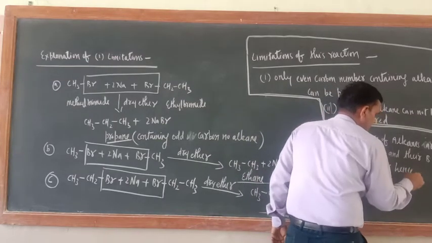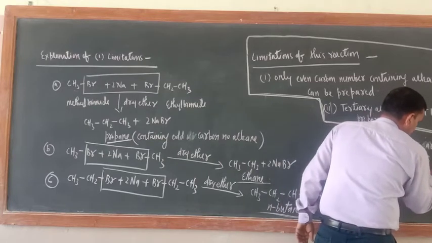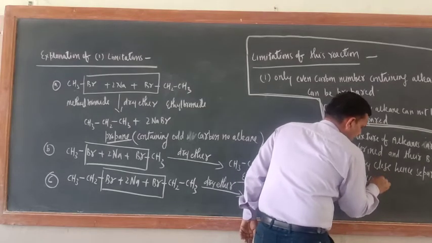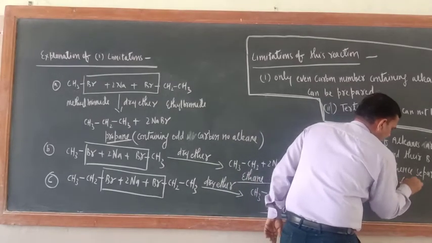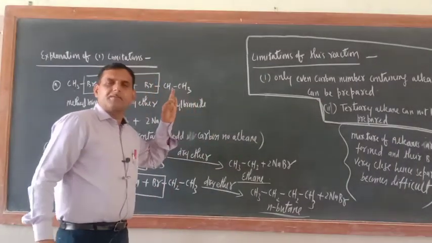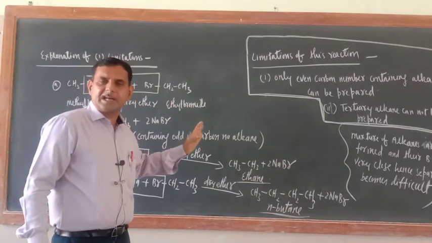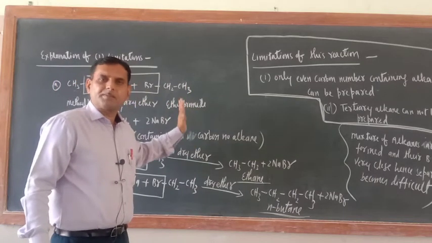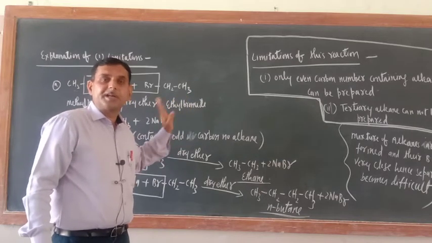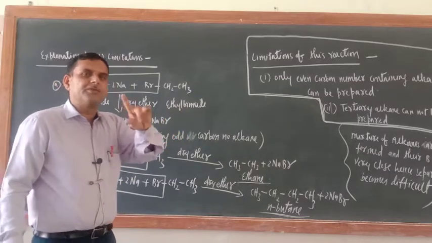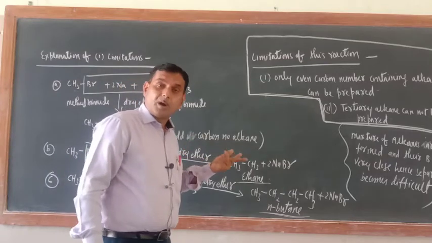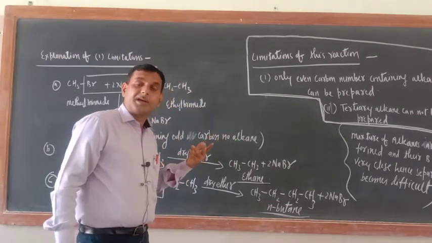Hence separation becomes difficult. Okay, that is why this method is used only for the preparation of symmetrical alkanes. Unsymmetrical alkanes or odd carbon number containing alkanes cannot be prepared, because you cannot get an individual alkane. So now the question arises: can we form odd carbon number containing alkanes also?